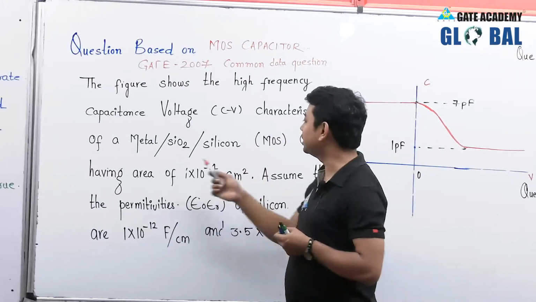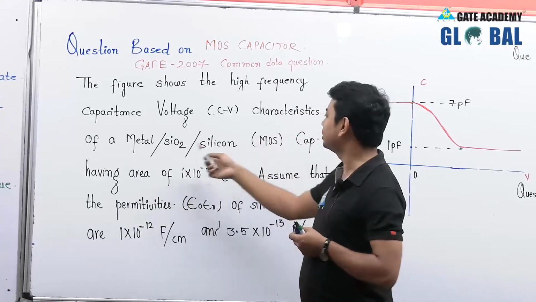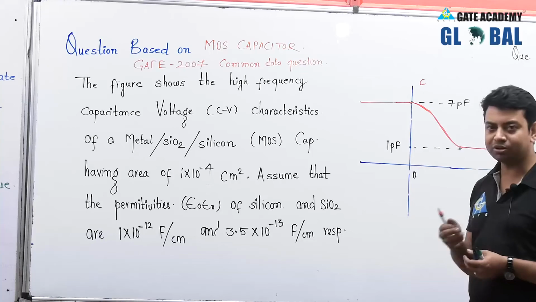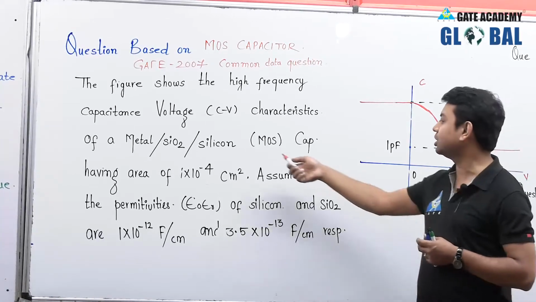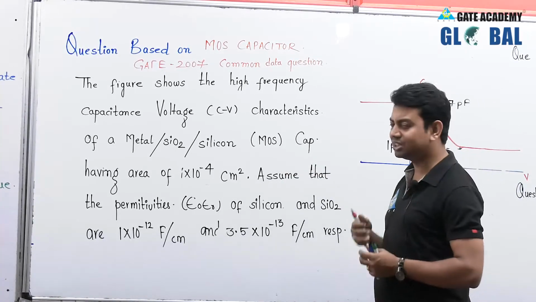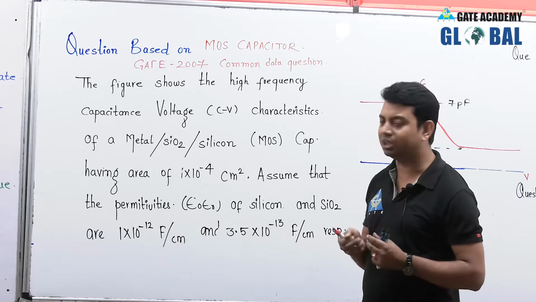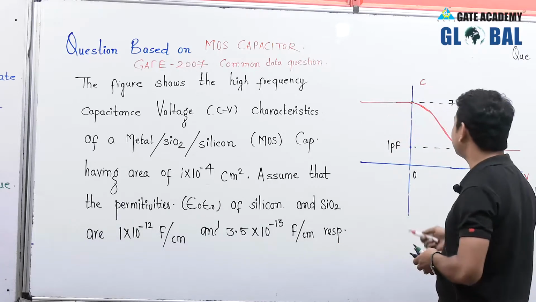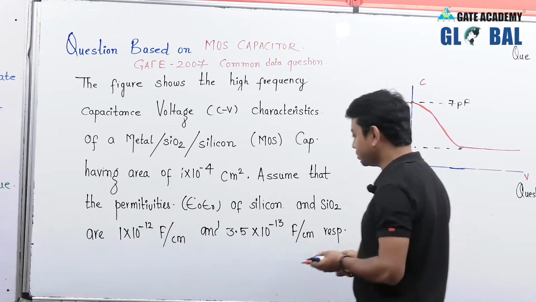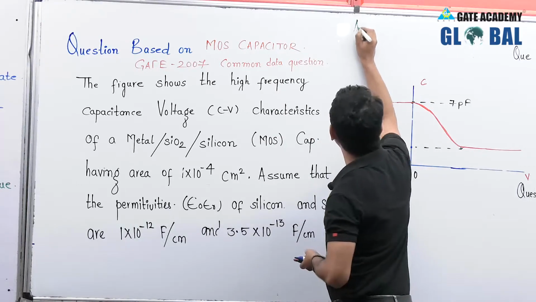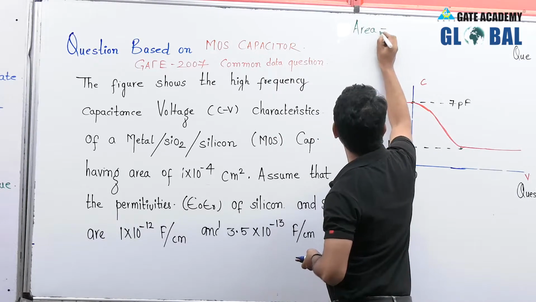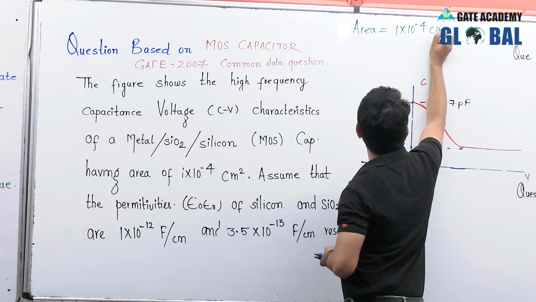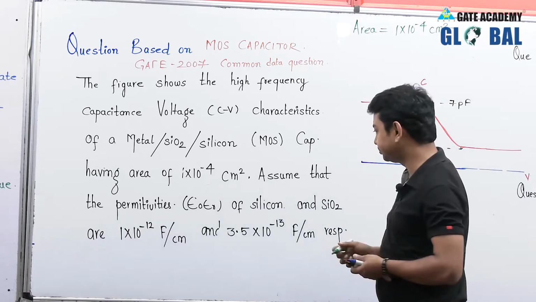The first thing is that it consists of the characteristic of metal, silicon dioxide and silicon. That means we have a metal oxide semiconductor, and this is also called a MOSFET. We have seen so many diagrams of the MOSFET, so there is no need to draw it here. It has an area of 1 into 10 to the power of minus 4 centimeter square. This is the first part.